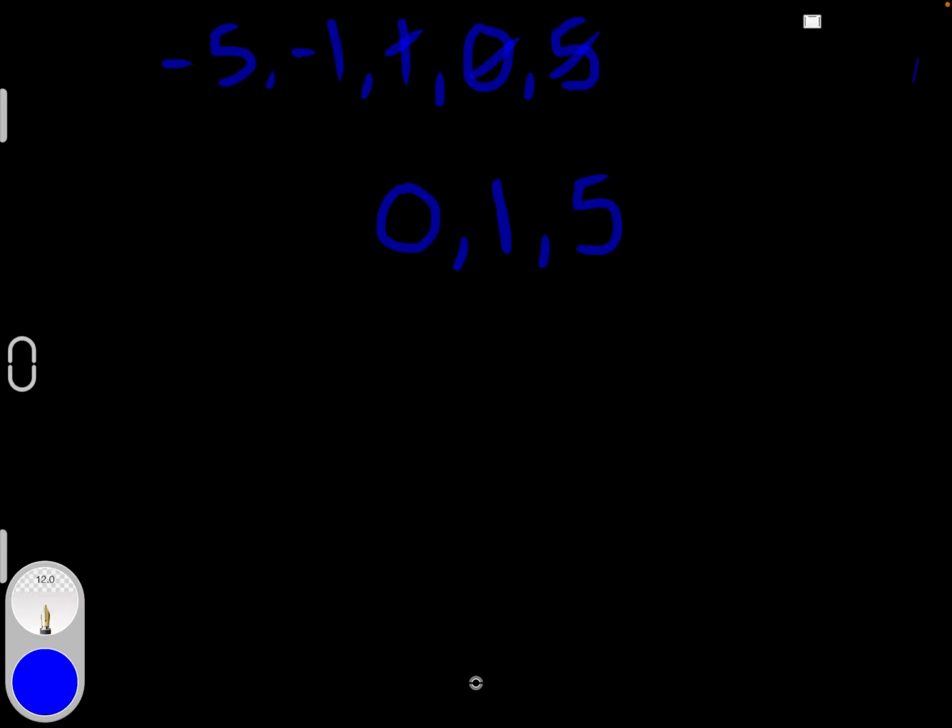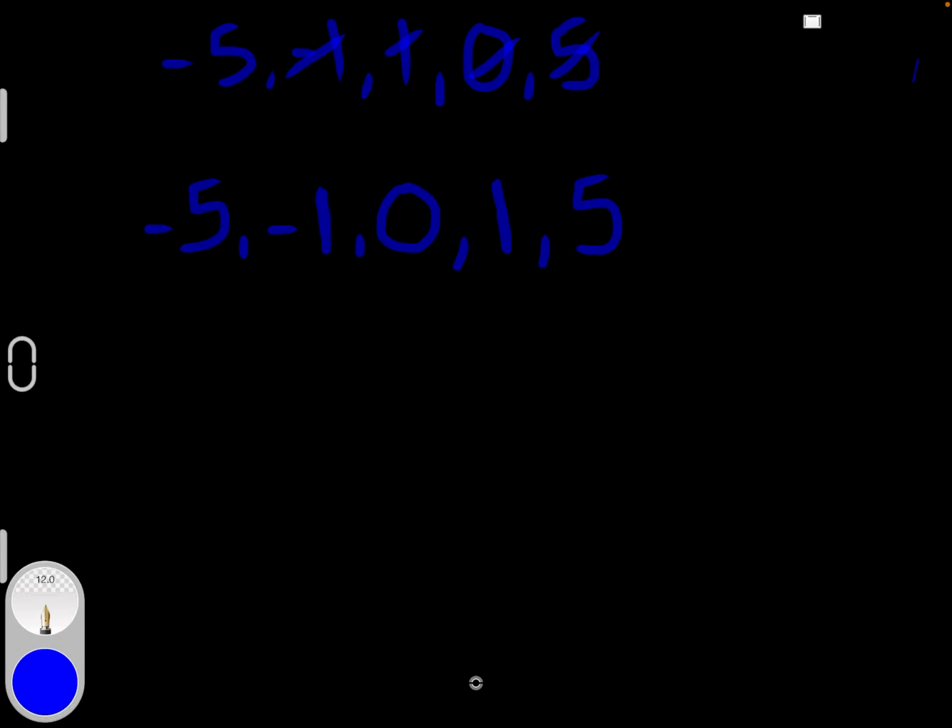So my -1 is actually going to go in front of my 0 because that's smaller than 0. If I were to owe someone $1, I would be in debt. Or if I went outside and it was -1 degrees, that would be colder than if it was 0 degrees. And then that leaves me with my -5, which would be the smallest number.